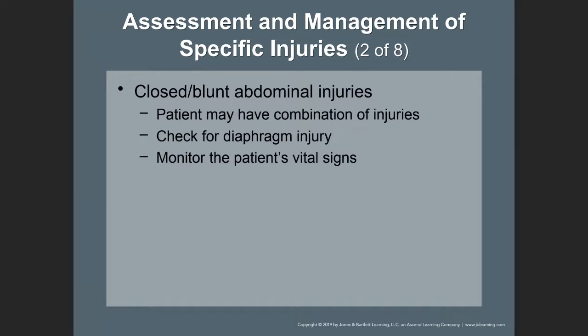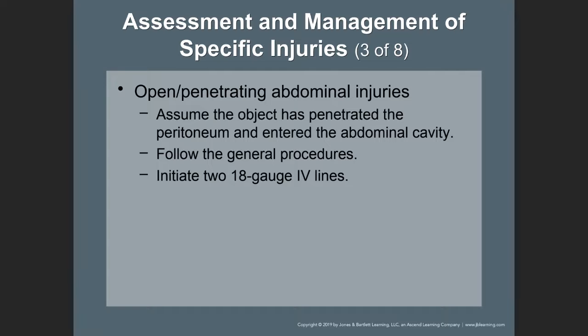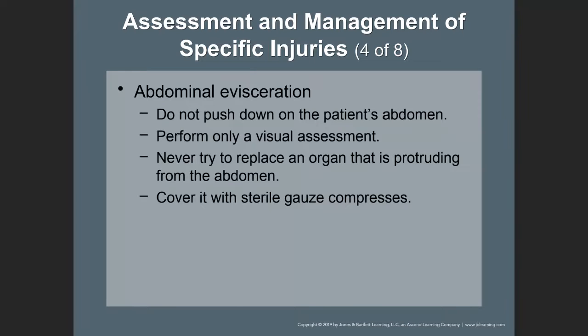Closed or blunt abdominal injuries. Patient may have a combination of injuries. Check for diaphragm injury. Monitor the patient's vital signs. For open or penetrating abdominal injuries, assume the object has penetrated the peritoneum and entered the abdominal cavity. Follow general procedures. Initiate two 18-gauge IV lines. For abdominal evisceration, do not push down on the patient's abdomen. Perform only a visual assessment. Never try to replace an organ that is protruding from the abdomen. Cover it with sterile gauze compresses.